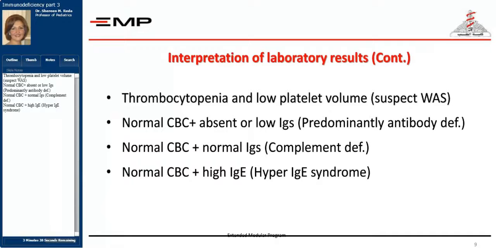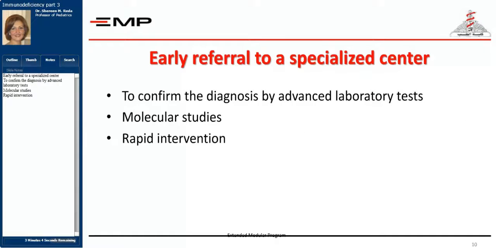Thrombocytopenia, low platelet count. If you find this finding with low platelet count, thrombocytopenia in a boy, then suspect Wiskott-Aldrich syndrome. Normal CBC with absent or low immunoglobulins, this is a predominantly antibody deficiency. Normal CBC with normal immunoglobulins, then this is a case of complement deficiency. So as you can see, it's very simple, and you can diagnose many of these diseases. Of course, if we have normal complete blood count with high IgE, then this is a case of hyper IgE syndrome. At this stage, I would ask you to early refer the patient to a specialized center.